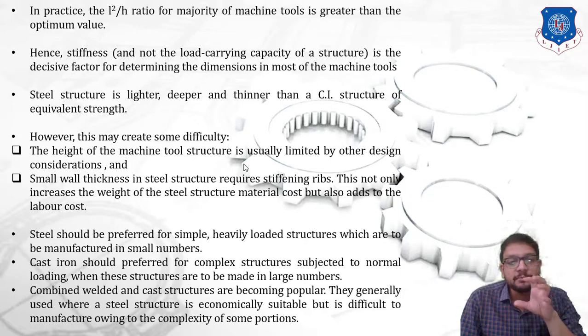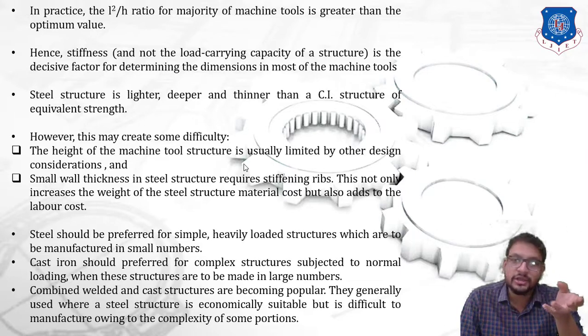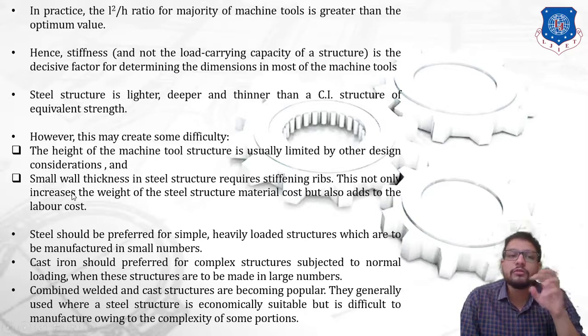So height is an important factor, but in the case of a steel structure we need to keep the height higher, right, compared to cast iron. So this is the main problem. Second, small wall thickness in a steel structure requires stiffening ribs. Obviously the steel structure would be thinner, that is 36 times thinner, which means to provide strength we need to provide stiffening ribs.